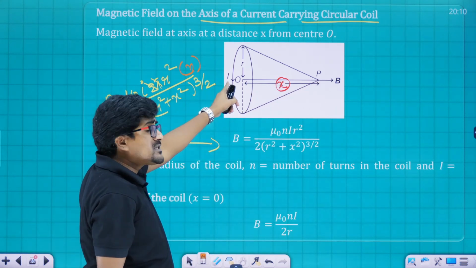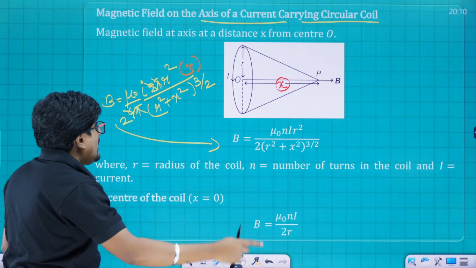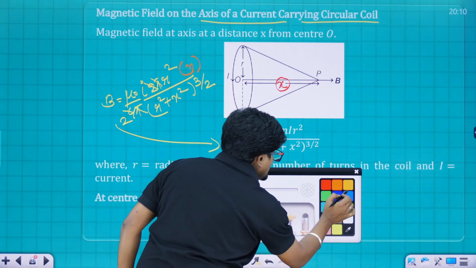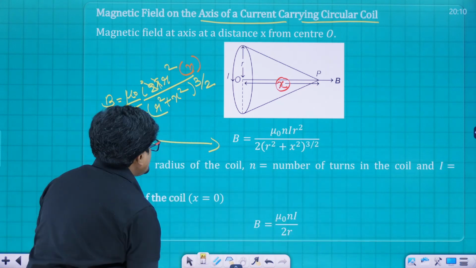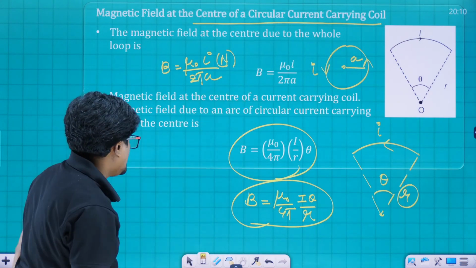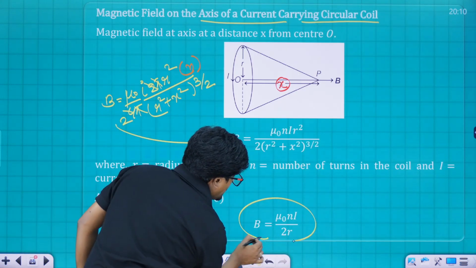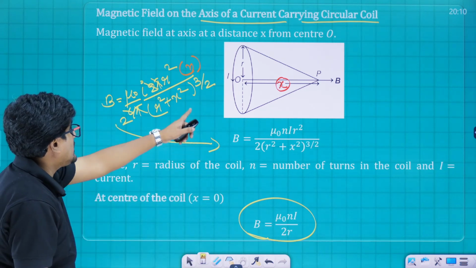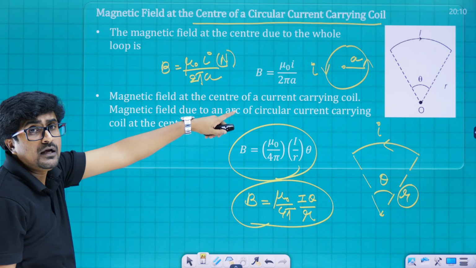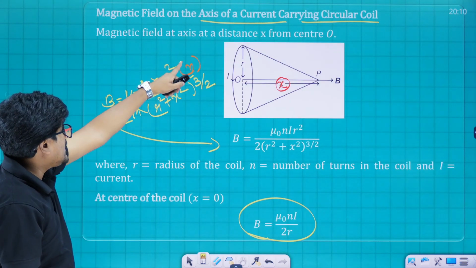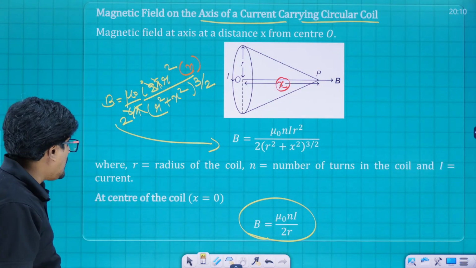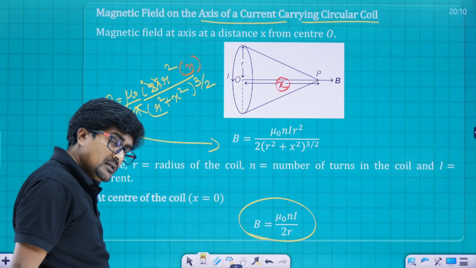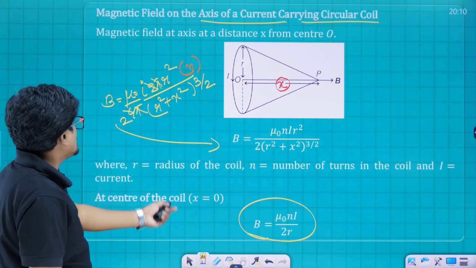Now, if I want to take this point towards the center, that means let point P move towards the center, that is capital O, there definitely small x is going to be 0. There you will get exactly the same expression that you had over here. It's again mu naught times n into I divided by 2 times small r. There the radius was marked as small a, here the radius is marked as small r. That is the only difference, rest everything is the same, and this is a very important case. There were questions many a time associated with this.